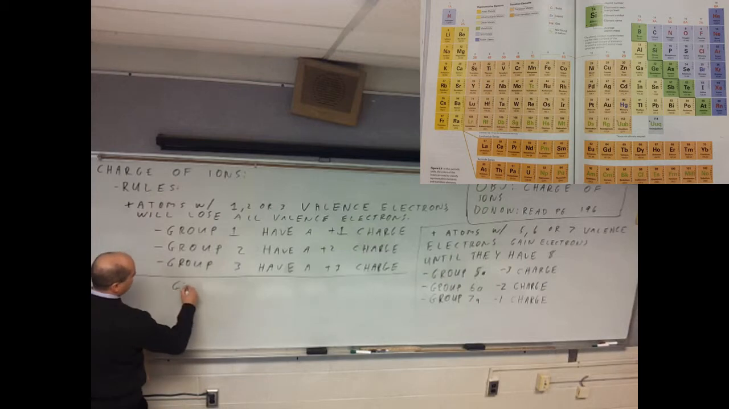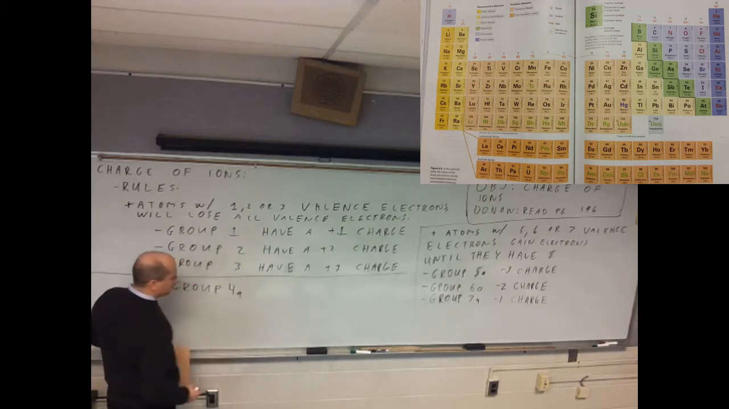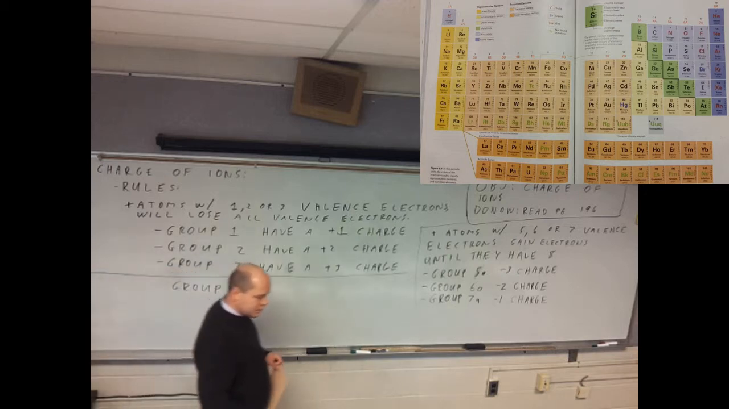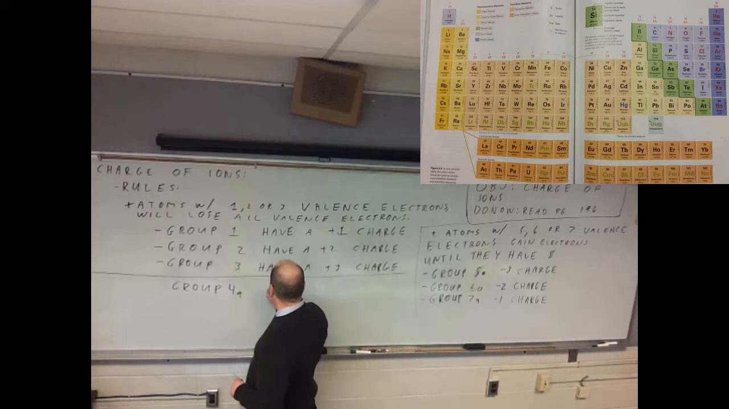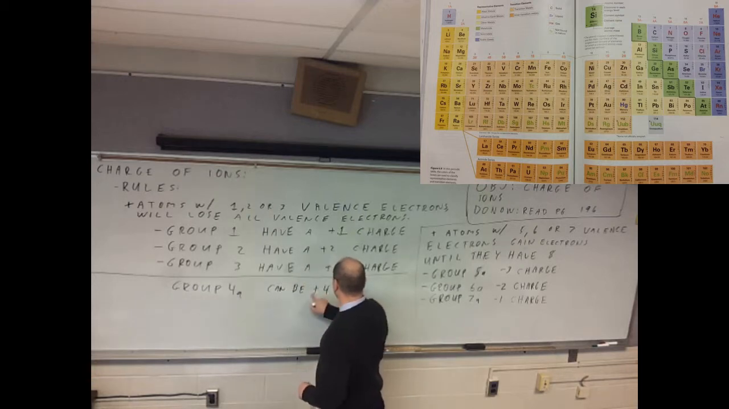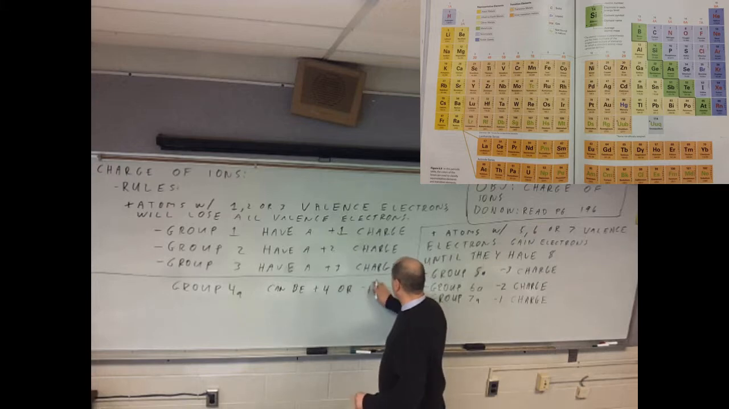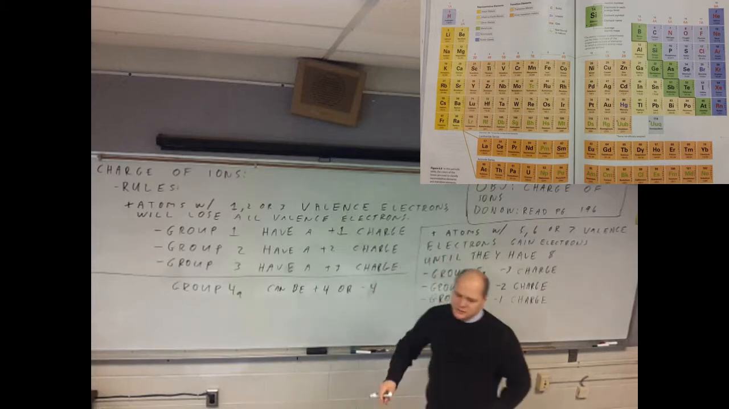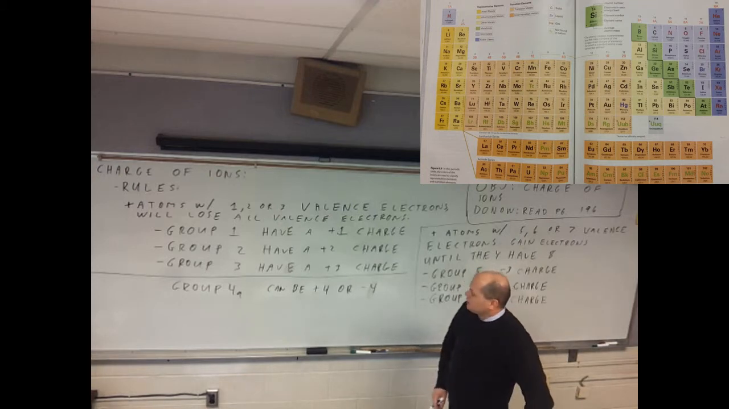So we'll say group 4, you can make this separate somewhere. Group 4A, carbon group. Carbon, silicon, germanium, whatever. Usually, or we'll say can be plus 4 or minus 4. And in fact, some of them can be plus 2 also. They're kind of funny. But we'll just leave it at that.